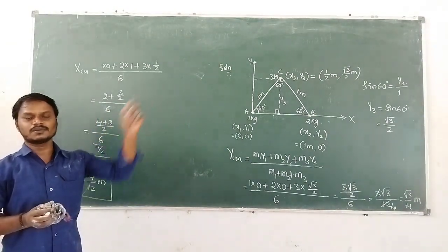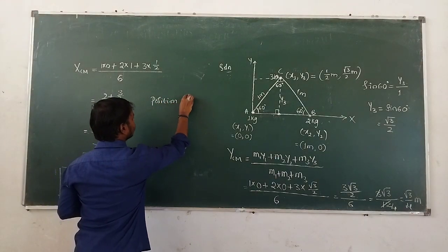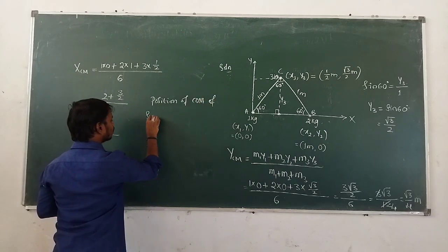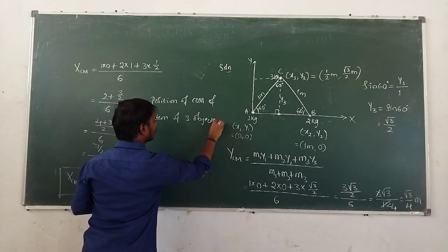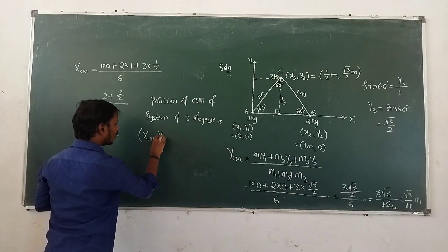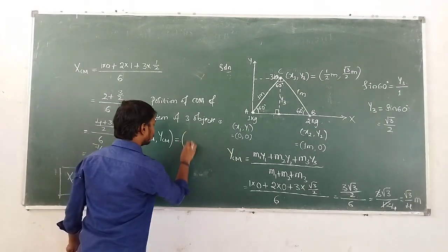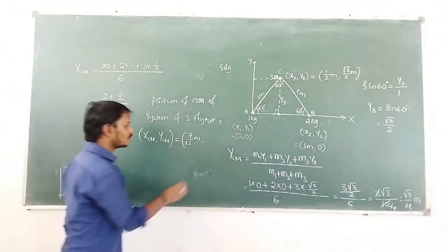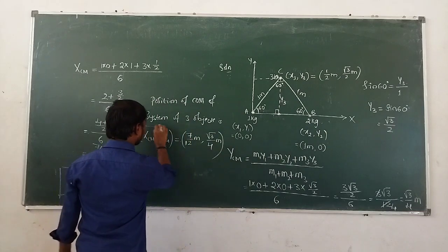What is the position of the center of mass of the 3 objects? Position of center of mass of the system of 3 objects is XCM, YCM. So XCM we got 7 by 12 meter, and YCM we got root 3 by 4 meter. Hence this is the answer.